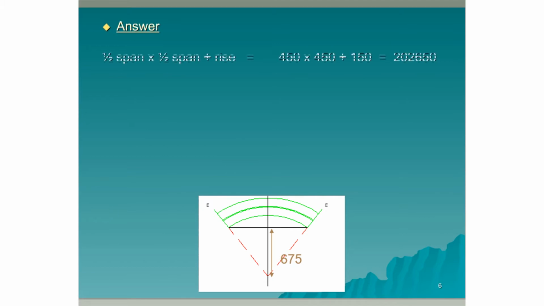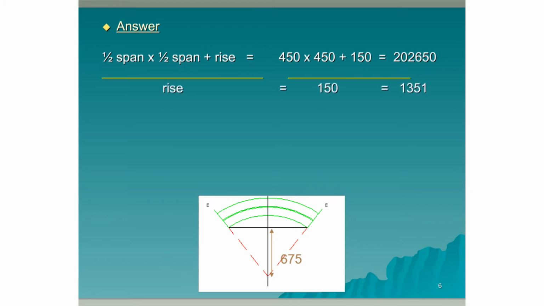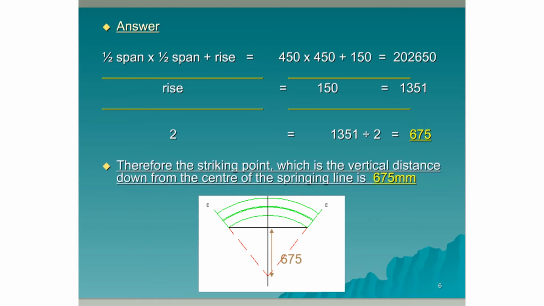The answer. Using the formula, it's half the span by half the span plus the rise, which is 450 multiplied by 450 plus 150. Divide this down by the rise, which is 150. And then divide that by 2. This gives us a measurement of 675 mm. Therefore, the striking point, which is the vertical distance down from the centre of the springing line, is 675 mm. So by simply finding the centre of the opening and measuring down 675 mm from the springing line, this will give us the striking point of the arch.